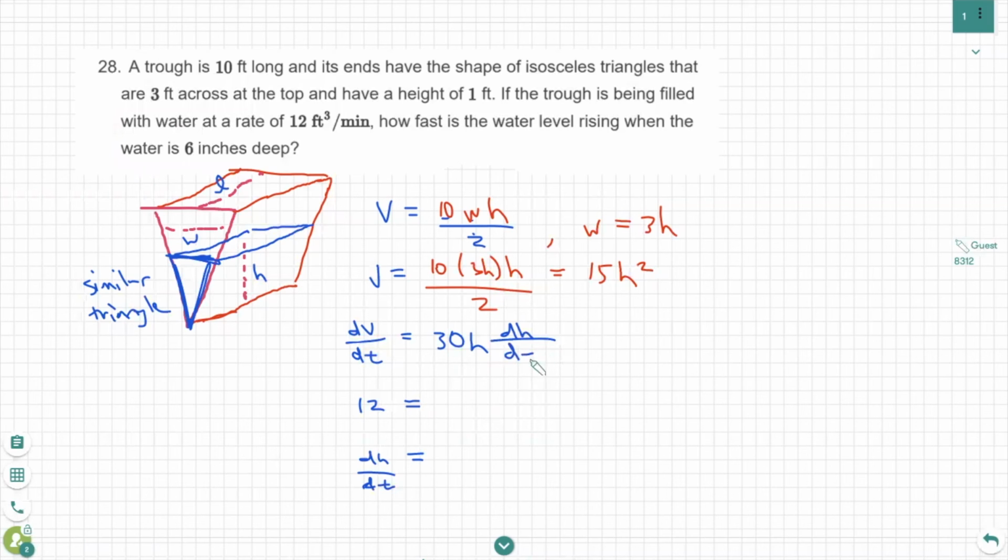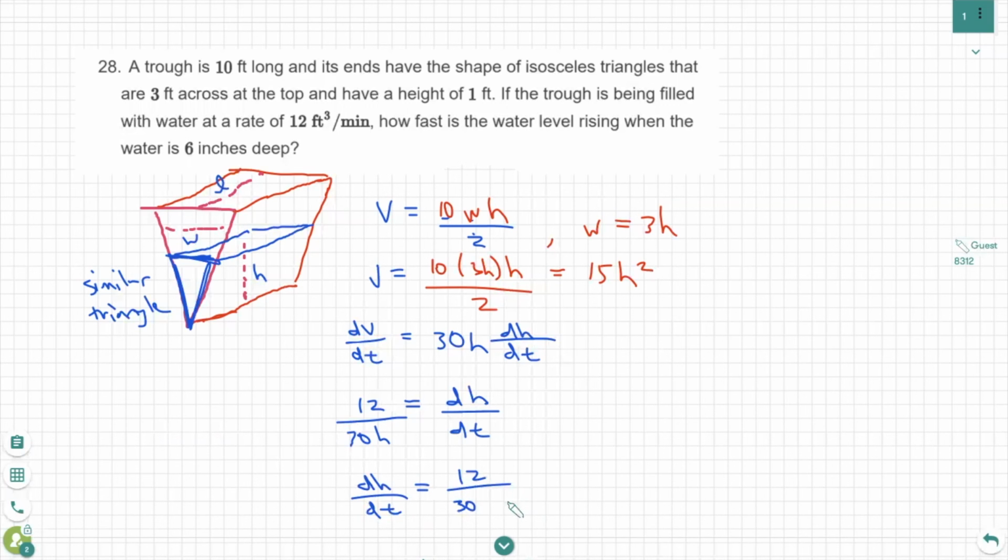We know that dv over dt is 12 cubic feet per minute. So dh dt is going to be 12 cubic feet per minute over 30h. And that's what dh dt would be. And so we can plug in 6 for h to get that instant, and then 30 times 6, 180.